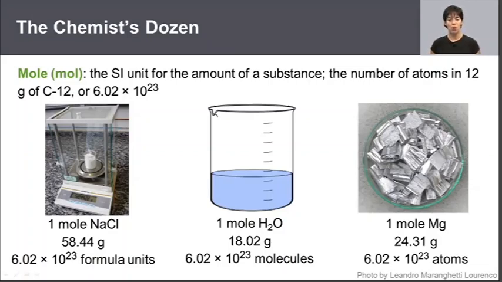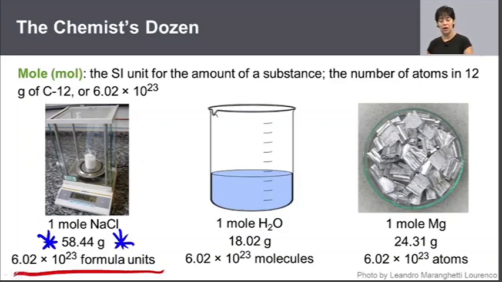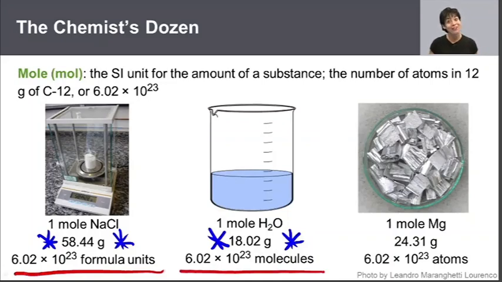We start with a mole of sodium chloride. In our mole, there's 58.44 grams. And in that 58.44 grams, we have 6.02 times 10 to the 23rd formula units. Our water. In our 18.02 grams of water, 1 mole, we have 6.02 times 10 to the 23rd molecules. And finally, in the element magnesium, in 24.31 grams of magnesium, we have 6.02 times 10 to the 23rd atoms.